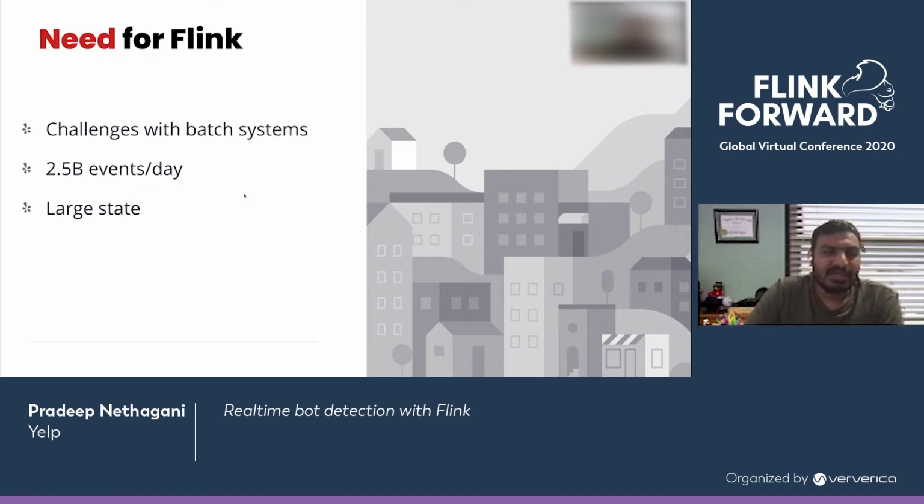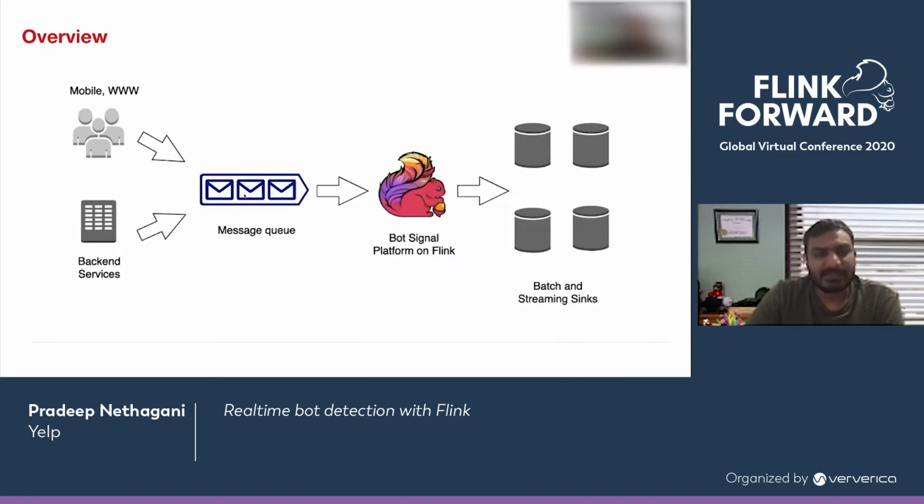With this context, I'd like to introduce the real-time bot detection platform at Yelp. We think Flink is the right fit for all these use cases. The bot detection platform receives events from mobile and website users as well as Yelp's backend services in real time. It processes these events using Flink and generates classifications for each user on whether they're a bot or not. We push these classifications into different sinks to support various use cases. I'll talk more about these use cases in future slides, but let me deep dive into how these events are consumed in Flink.